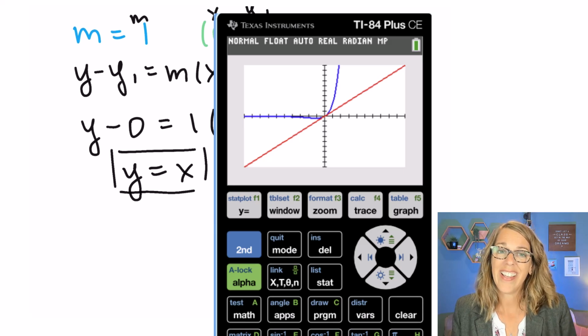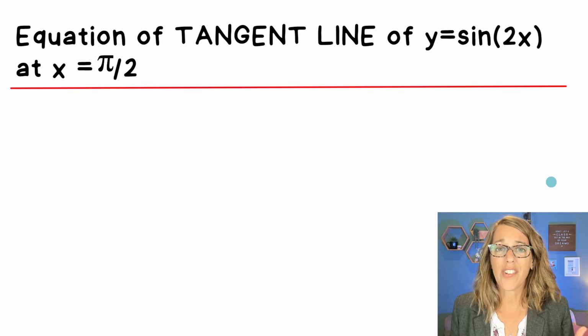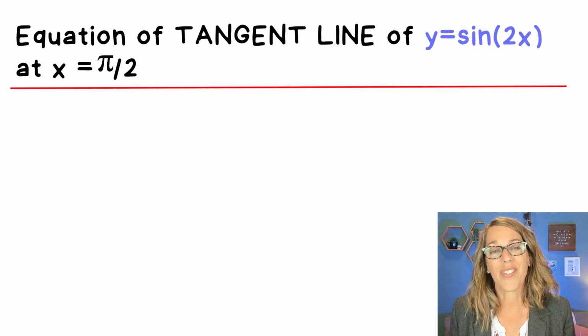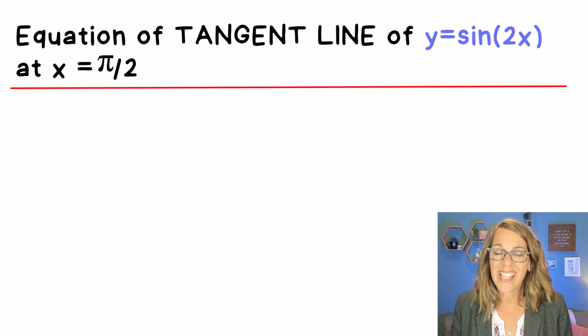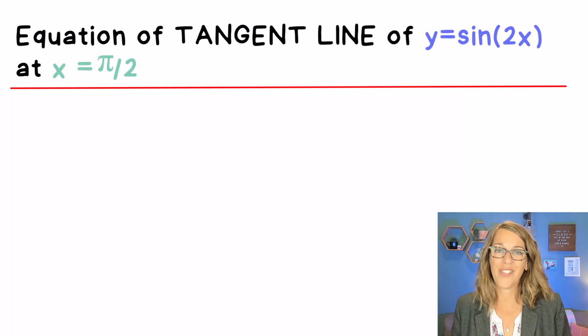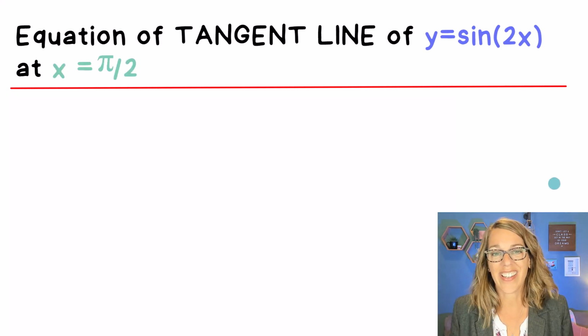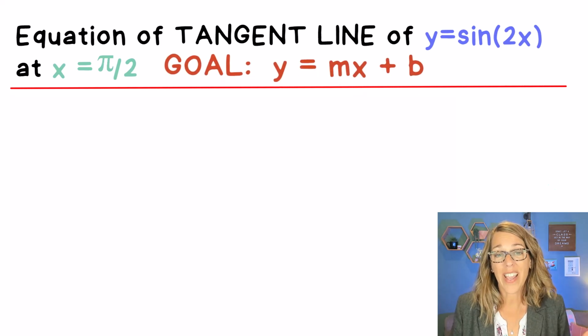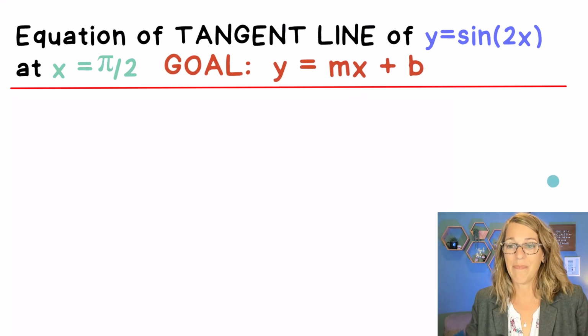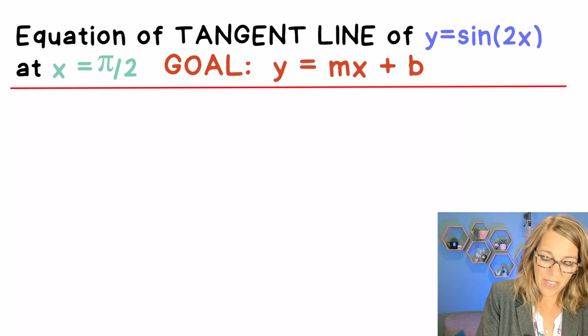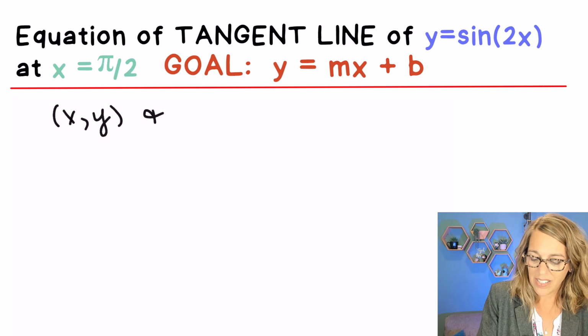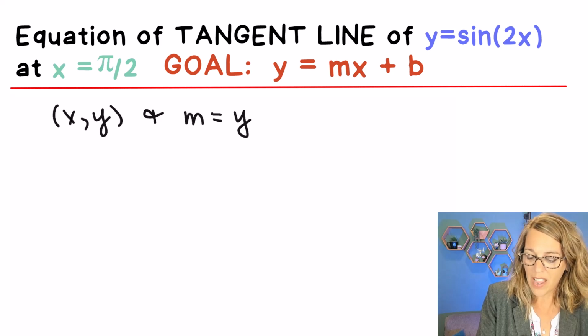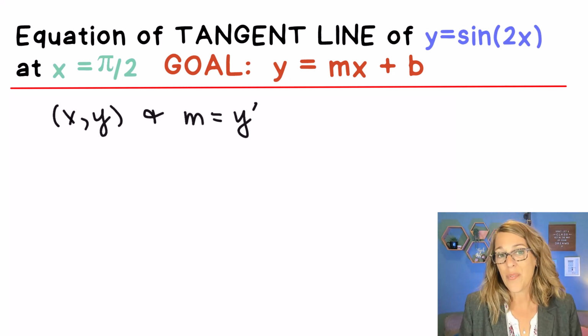It looks great. Here's another really great one, the tangent line of the sine of 2x at x equals pi halves. So I'm going to throw a little trig in here to challenge us. But again, our goal is y equals mx plus b. So we know right off the bat that we need a point, an x comma y, and a slope m, which is going to be our derivative. And we're going to start with that point.